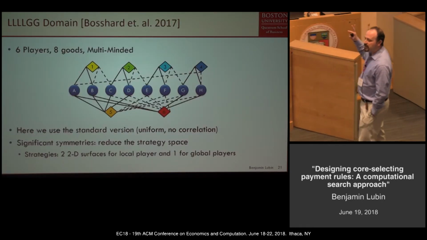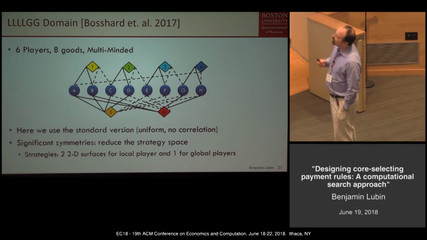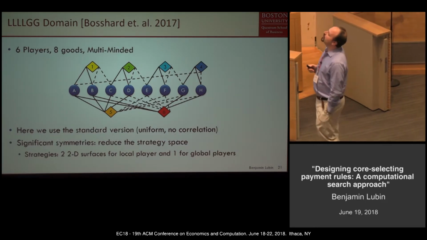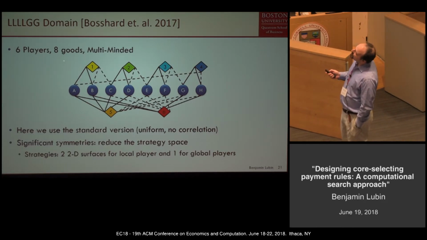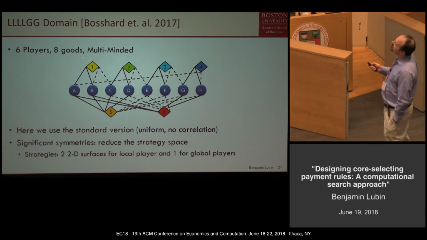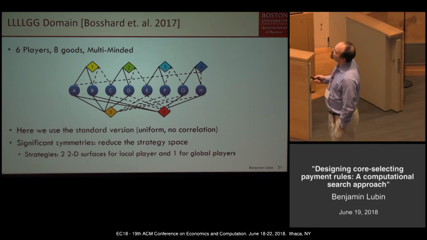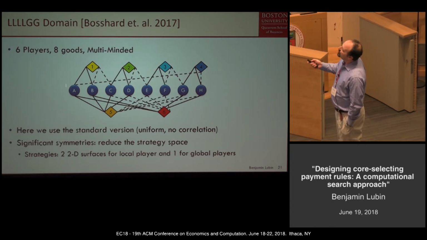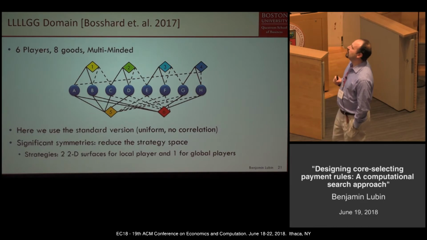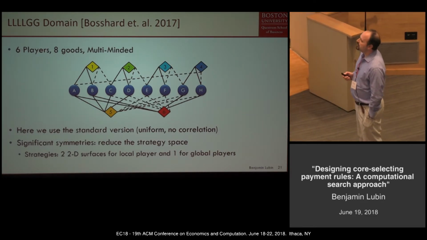OK, so to see if these LLG-based results generalize to even bigger domains, we're going to look at the quad LLGG domain, which is from this earlier work. This is a very substantial domain. It has 6 players, which are in these nice colors, and 8 goods, A through H. It's multi-minded, so this is a bid for the bundle AB, XOR a bid for the bundle BC. So it's quite complicated in comparison to LLG.